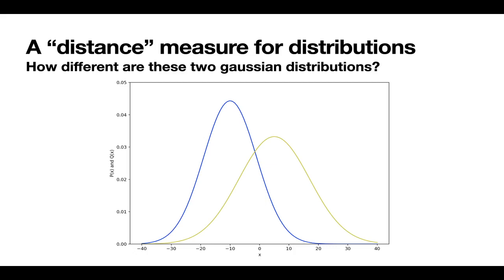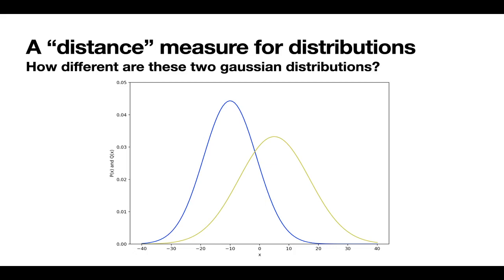So here I have plotted the probability density functions, or PDFs, of two Gaussian distributions. I'm going to refer to the blue curve as the P distribution and the yellow curve as the Q distribution. And our goal for today is to essentially try to figure out a way to compute the quote-unquote distance between these two distributions. And in this way, we are going to gradually build up to KL divergence and hopefully help you make sense of the KL divergence equation.